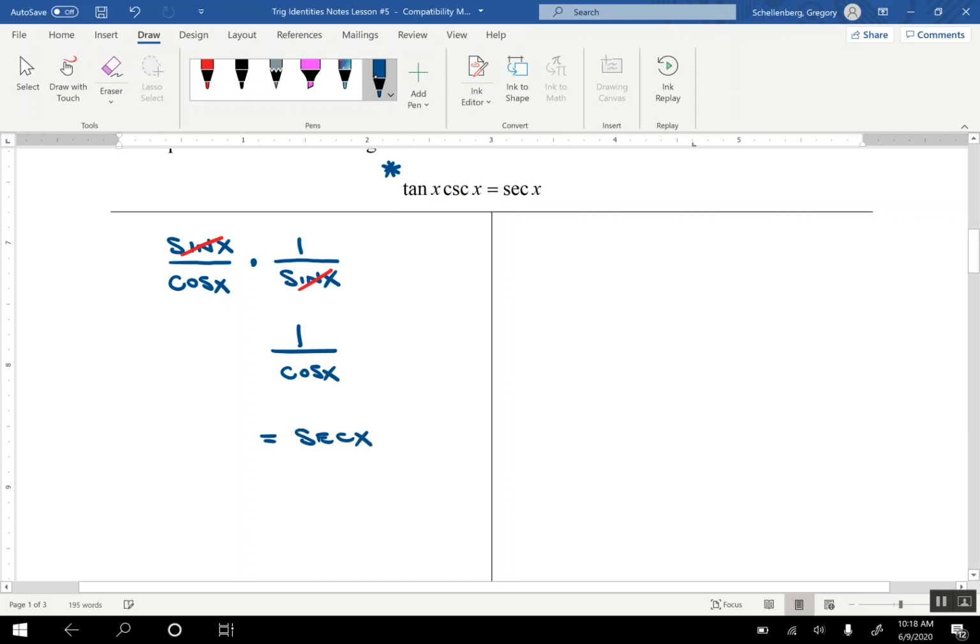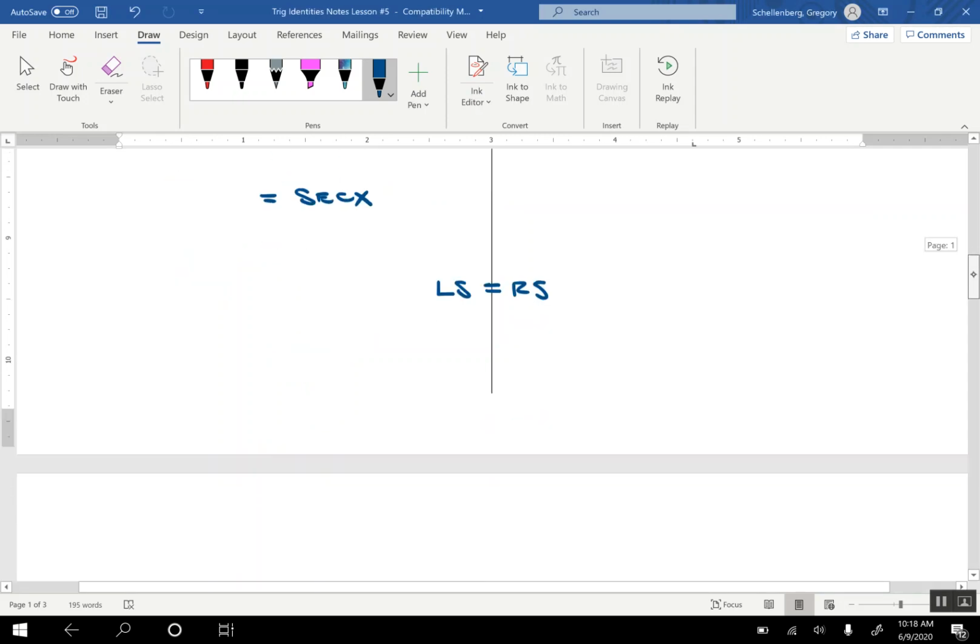And now we have manipulated the expression on the left-hand side of the equation such that it is the expression on the right-hand side of the equation. So we're done, and we indicate that by just saying something like this. LS, or left side, is equal to right side, and that's the end of our proof. Okay, moving on.